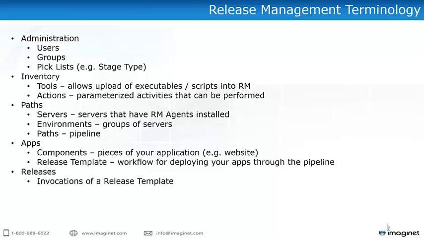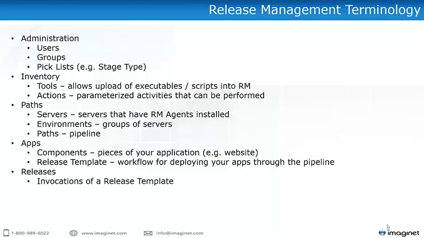Paths define several things. Firstly, servers. These are the servers that have the release management agents installed. Environments group the servers together. And finally, paths, which show how your application flows from environment to environment. Under Applications, you define components. These are the pieces of your application, for example, a website, as well as release templates. The release template is the workflow for deploying your application through the pipeline.